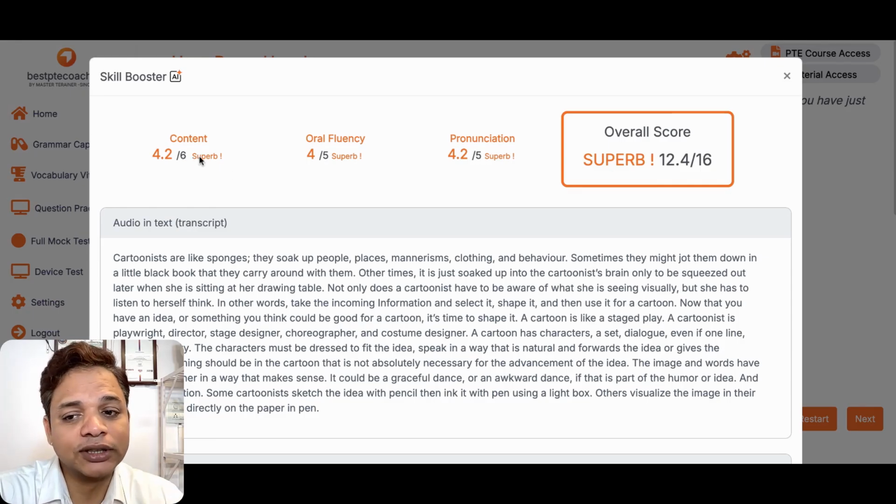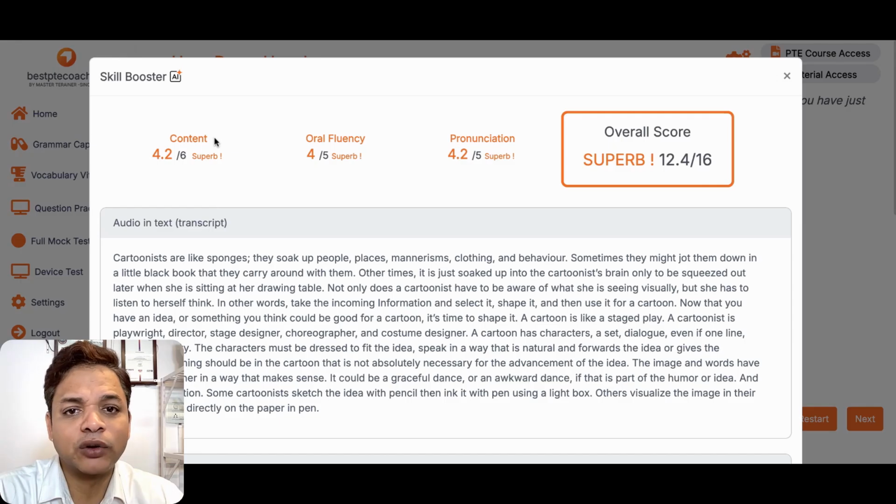So content, it says it's superb. On the scale of 6, I got a 4.2 rating. And in oral fluency, on the scale of 5, I got a 4 rating. And on pronunciation, on the scale of 5 points, I got a rating of 4.2, which is decent because I haven't used any template. I organically produced my answer.